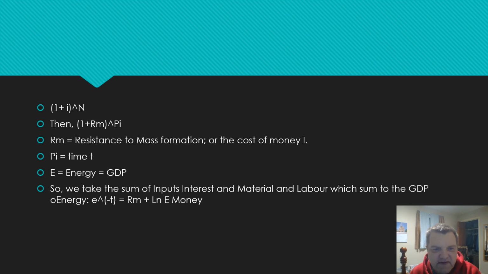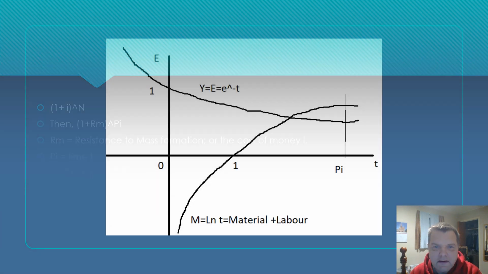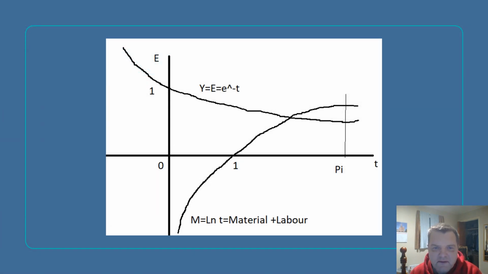So we take the sum of the inputs, interest, and material labor, which sum to the gross domestic product of energy, E to the power minus T equals resistance to mass plus ln of E for money. There's the graph. We see the logarithmic function right here, and there is material and labor equal to the mass, which is equal to ln of T, and your time is equal to pi from 1 to pi.